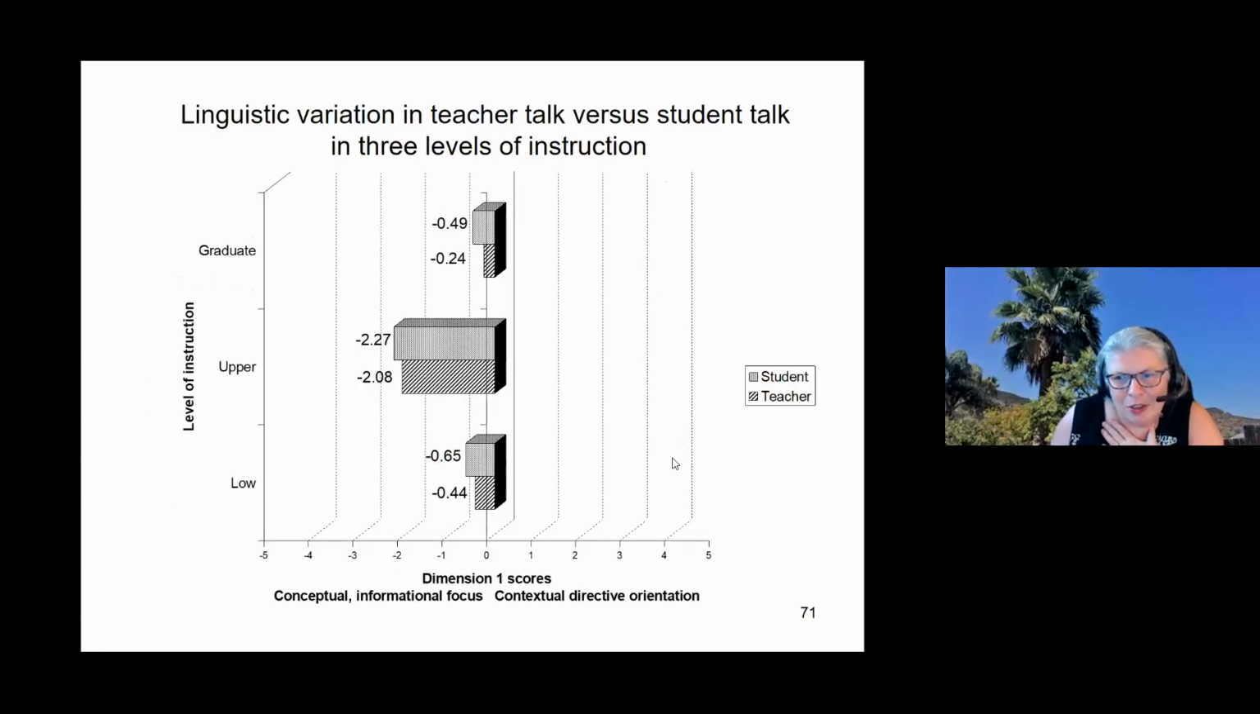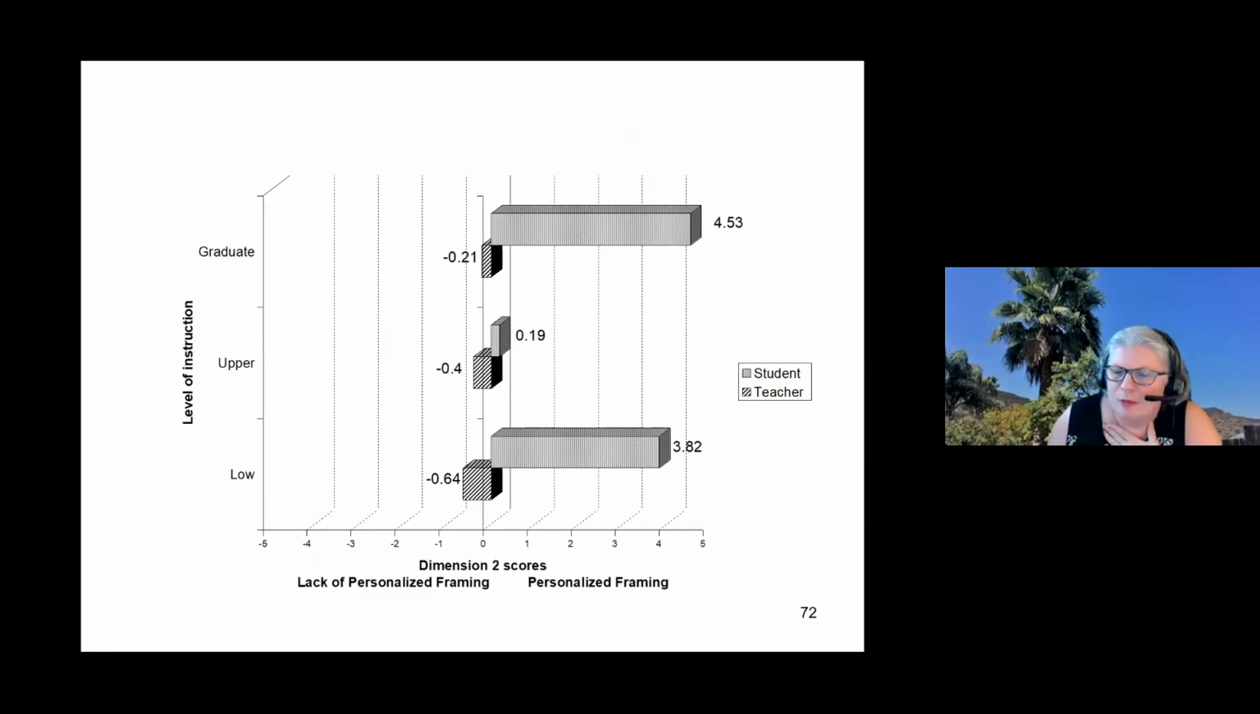Finally, the graduate classes, and actually all across the board on dimension 1, teachers and students are pretty much using the same type of language, which is also not surprising because we are in a university setting. So there is information involved there, so we're probably talking differently than in conversation. And then in terms of personalized framing, graduate students are very different from lower division students, but somehow something's happening in the upper division. So the students are closer to the teachers, the way they talk.